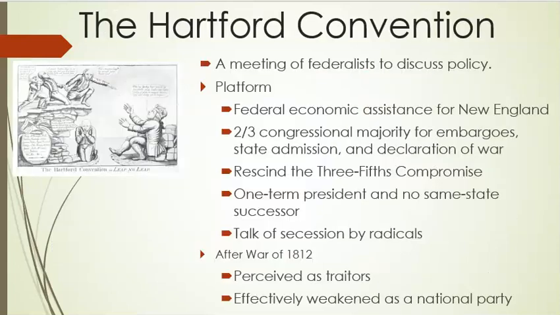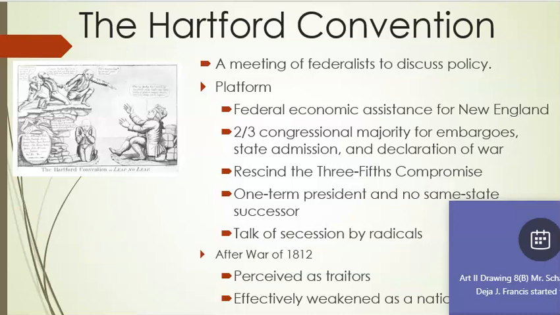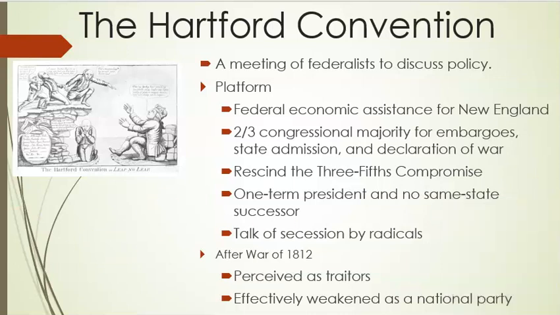And now let's talk about the death of the Federalists with the Hartford Convention. So the Hartford Convention was a meeting in Hartford, Connecticut, where all the Federalists got together to discuss their policies. They wanted economic assistance for New England. They wanted a 2/3 congressional majority for embargoes, for state admission and declaring war. So instead of just a regular majority, they wanted a 2/3 congressional majority. They wanted to rescind the 3/5 compromise, like getting rid of that, which would have been a good thing. They wanted one-term presidents instead of 2, and no same state successors, meaning that a president couldn't be from the same state, like 2 from Virginia, like Jefferson and Madison.